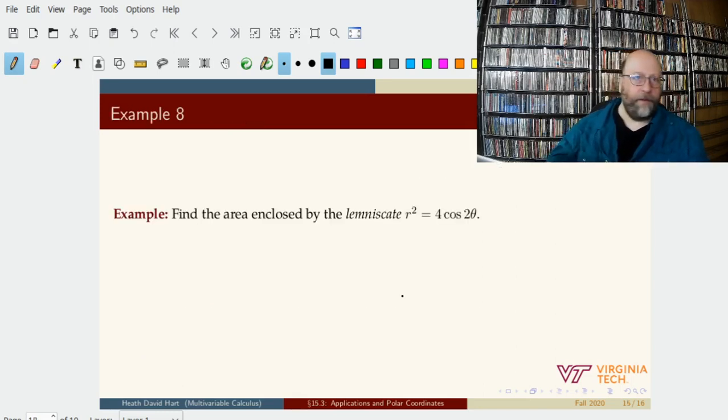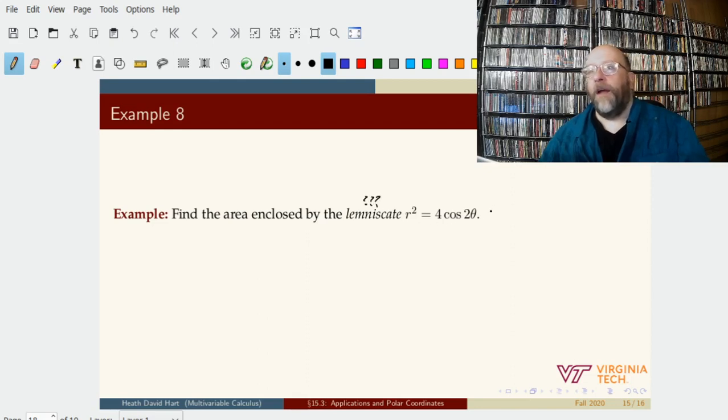All right. So let's try a couple of trickier problems. Find the area enclosed by the lemniscate. Oh my goodness. What is a lemniscate? r squared equals 4 cosine of 2 theta. So if we don't know how to graph this, let's pick some angles. And so what we get, when theta is equal to 0, cosine of 0 is 1. So r squared is equal to 4. So r is going to equal plus or minus 2.